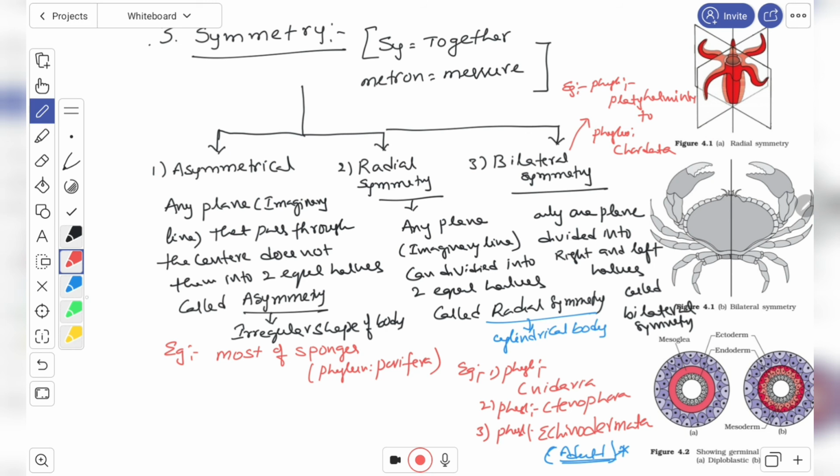Here see these two diagrams very clearly displayed. That one is radial symmetry, the example is Hydra. Second one, bilateral symmetry, this is the crab. This belongs to arthropods. There is a single plane, the central plane, only one plane. When observed, this is the only one plane. One plane divides it into two equal halves.